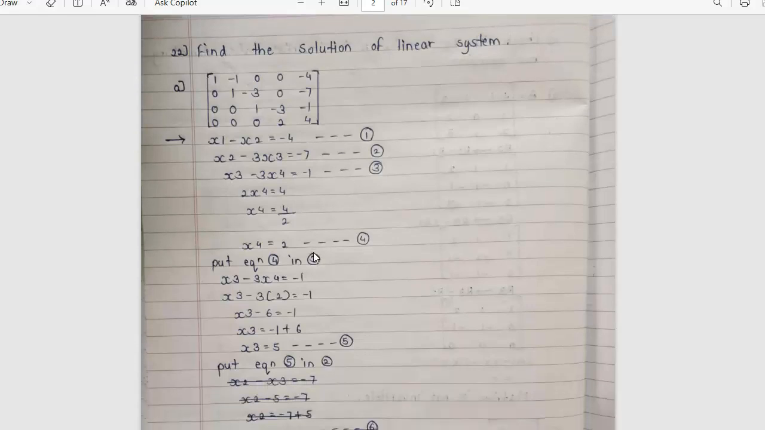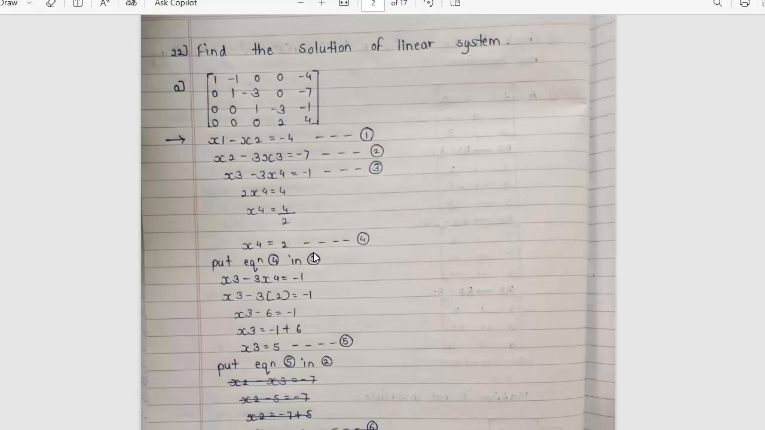Second, another method: we have to find the solution of the given linear system by using the matrix. So we are given the matrix 1 minus 1 0 0 minus 4. Second row, that is 0 1 minus 3 0 minus 7. Third one, that is 0 0 1 minus 3 minus 1. Fourth one, that is 0 0 0 2 4.